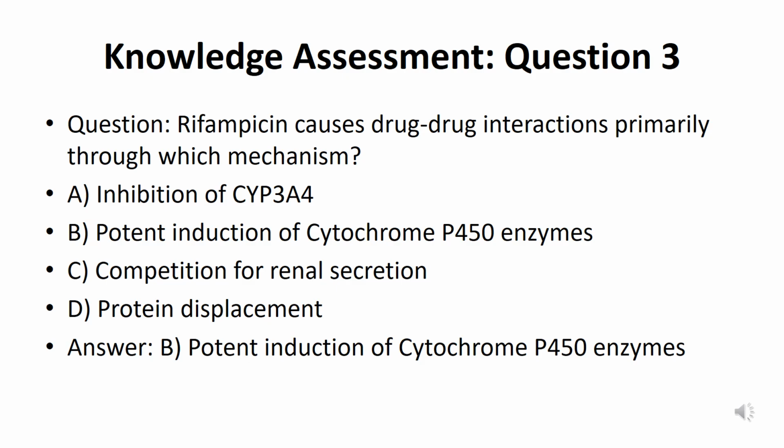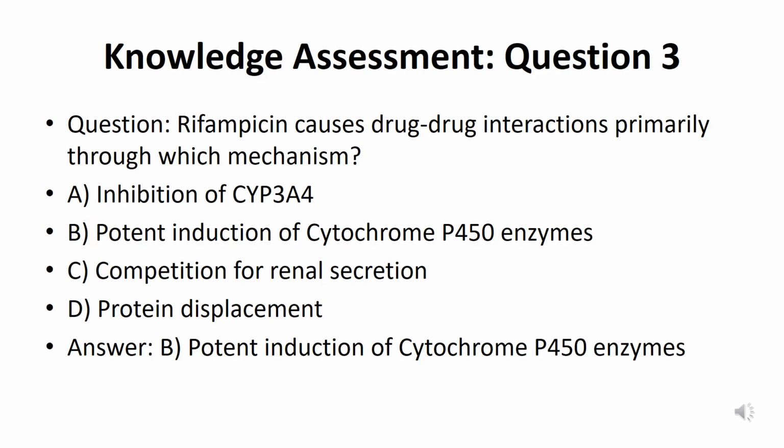For example, rifampicin can reduce the levels of certain antiretroviral drugs used to treat HIV. It can also decrease the effectiveness of oral contraceptives, increasing the risk of unintended pregnancy. Other affected medications may include anticoagulants, antifungal agents, immunosuppressants, and several cardiovascular drugs. This is why a careful medication review is essential whenever rifampicin is prescribed.